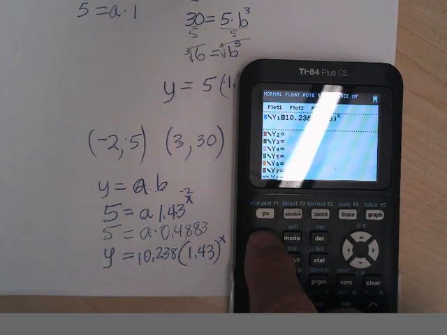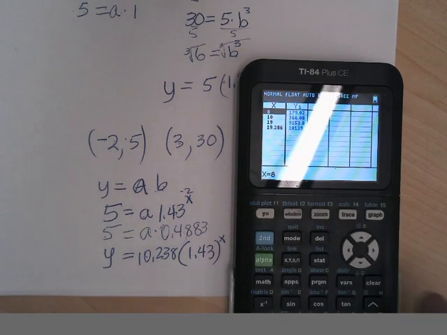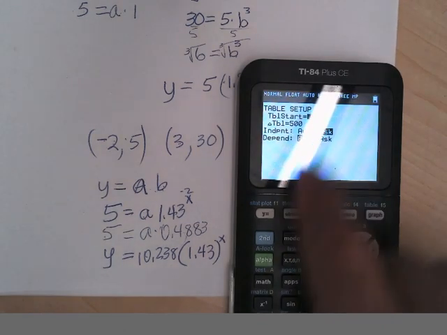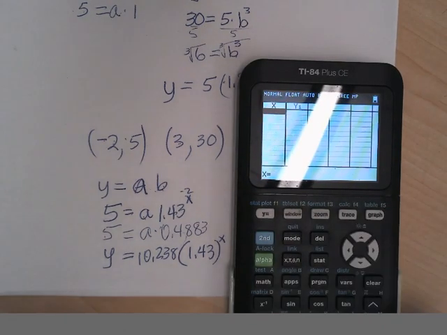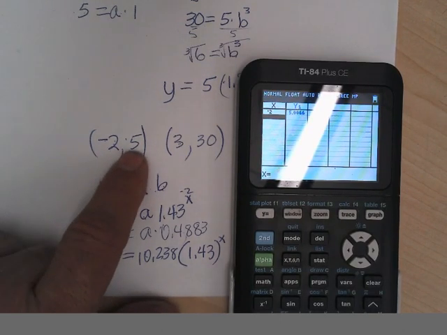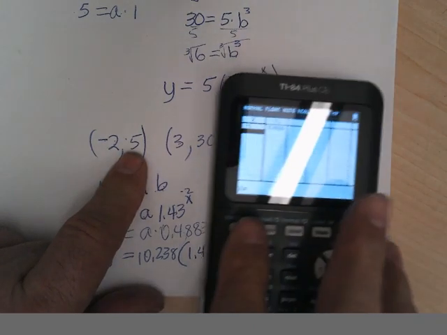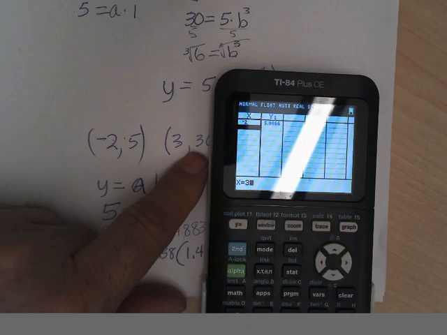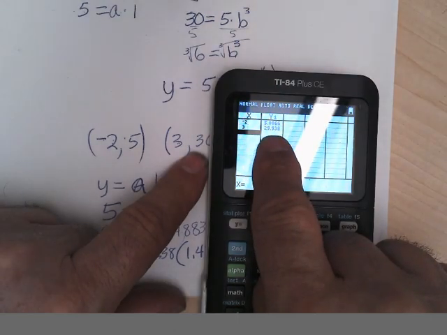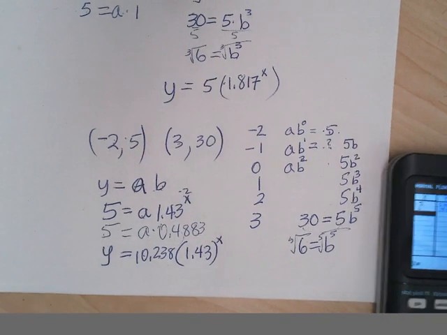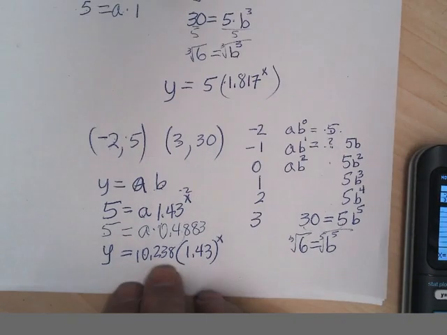And then I'm going to go to second table, and I have it on ask on the table set, so I go to the table, and I can put in -2, and it says about 5. Remember, I rounded, so that's going to be approximate. And if I put in 3, I should get about 30, 29.93. So this is a pretty good model for an exponential going through those 2 points. That's how you can get an exponential function.